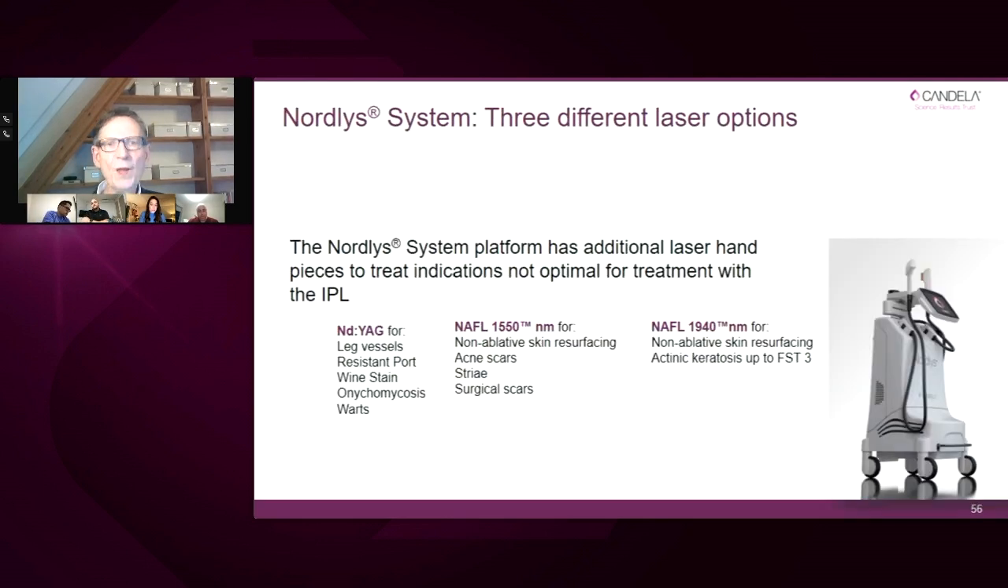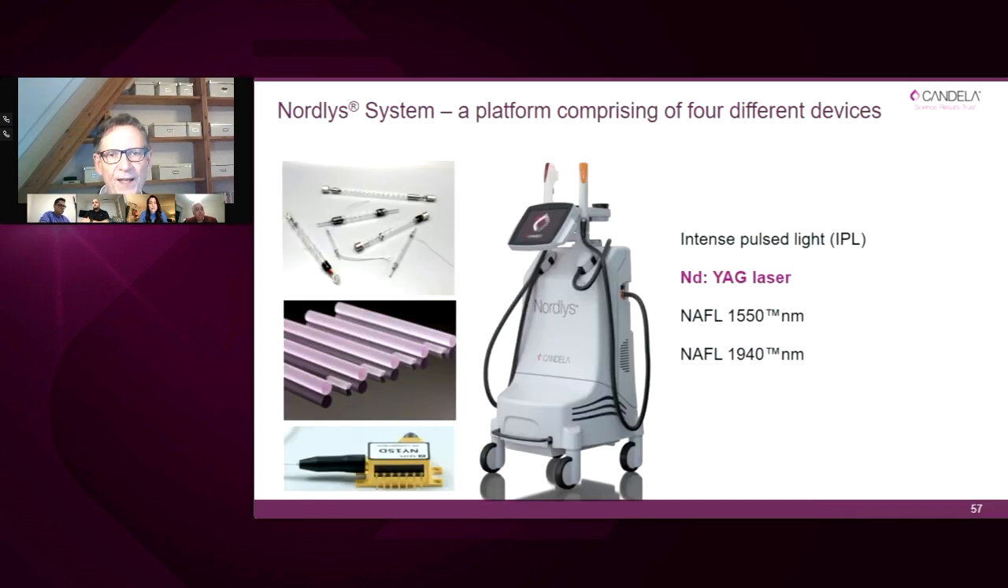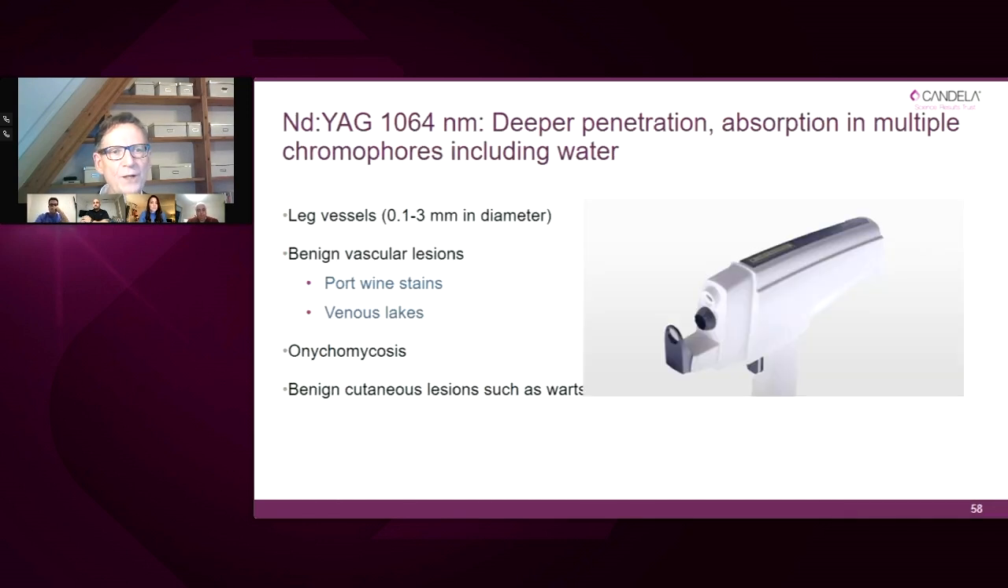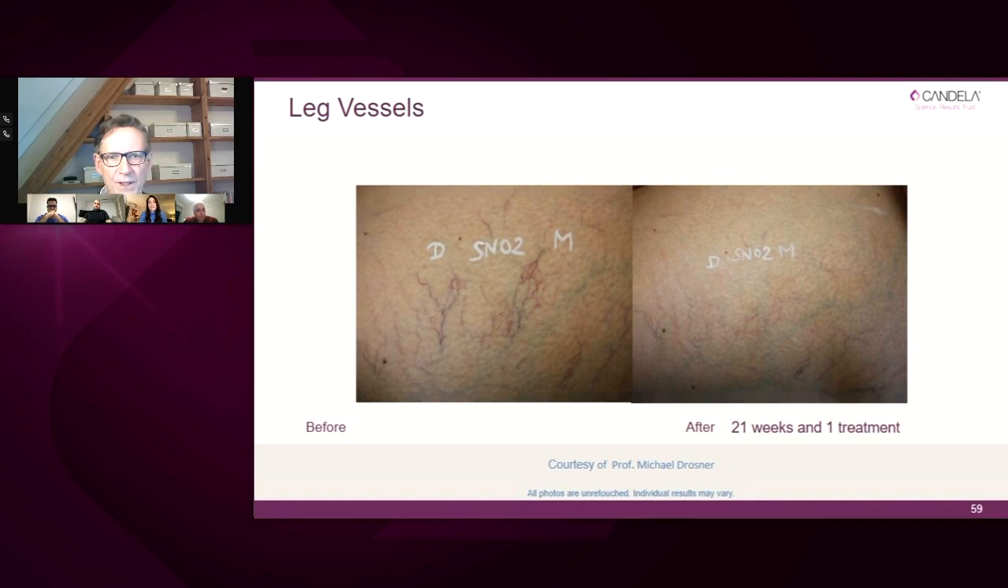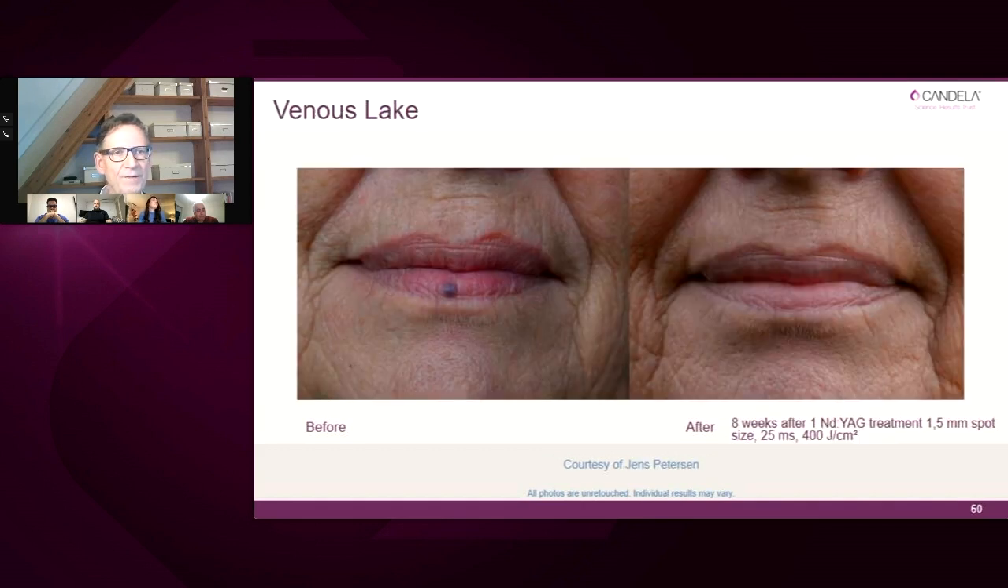And again, not only the IPL are available, also the neodymium YAG laser, the non-ablative fractional laser at 1550 nanometers, and the same at 1940 nanometers, all 4 in the same platform. Let's talk about the YAG laser for a moment. We are using that for deeper penetration, which will be used for port wine stain, venous lakes, for fungus of the nails, and for example, for warts. These are leg veins here treated after 1 treatment, venous lake after a single treatment again.